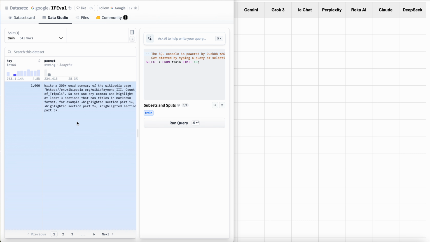There are multiple IFeval, instruction following evaluation, data sets, test sets and test frameworks, and so on, but all of them have a specific issue. Probably because researchers are doing this. So, Google IFeval. One of the tasks: write a 300 plus word summary of the Wikipedia page, and so on. Do not use any commas and highlight at least 3 sections that have titles, and so on. Do not use any commas.